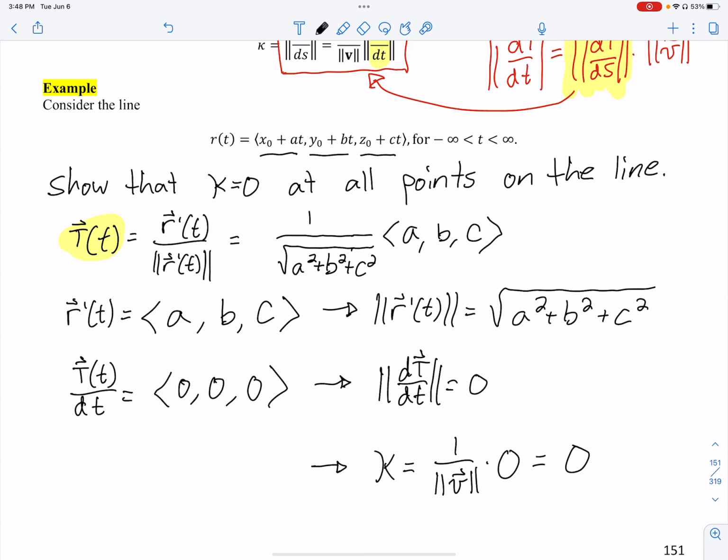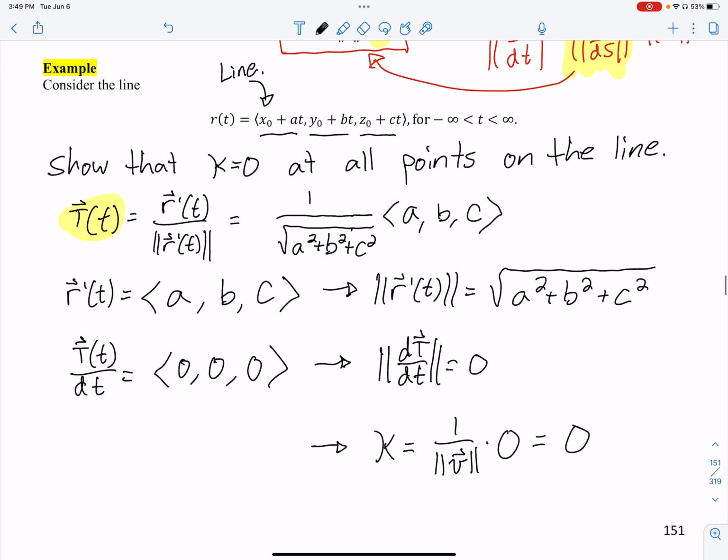So we get 0. So kappa is 0. Notice I never plugged in a point or a t for a certain point. We just used the formula in general, and it led us to kappa is 0. This would make sense because, if you haven't put it together, this is a line. That's a line in 3-space. The curvature of a line would be 0. It does not curve at all.